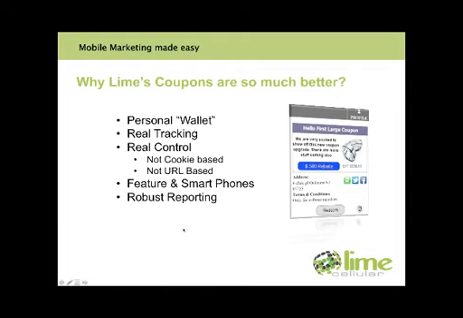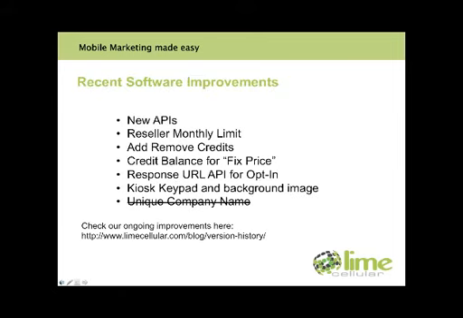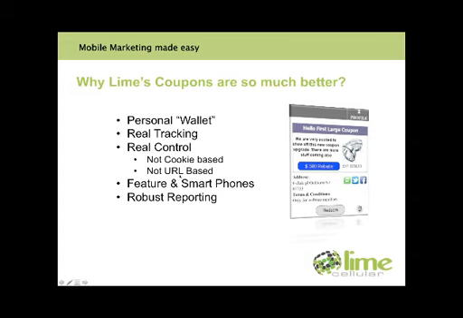Let's go to the bullet points now. Real control. If I say I want Yuval to get that coupon to his phone number, that's what's going to happen, because it's not URL based and it's not cookie based. It's phone number based, or personal wallet based. All right. Real control, real tracking, and it also works, since we developed it way before the iPhone came out, on feature phones and smartphones, which web coupons do not. They'll work only on smartphones. This will work on feature phones and smartphones.